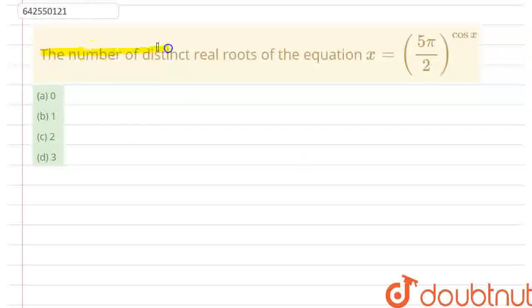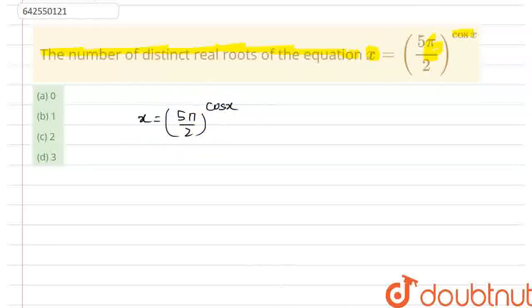In this question, we need to find the number of distinct real roots of the equation x equals (5π/2) to the power cos x. To do so, we will firstly simplify this equation. So we have x equals (5π/2) to the power cos x.